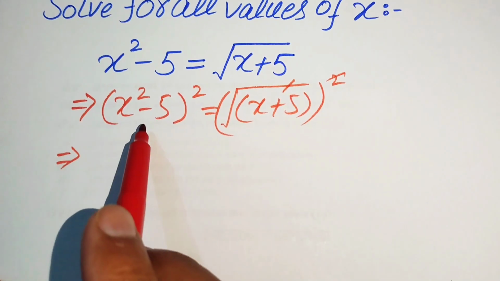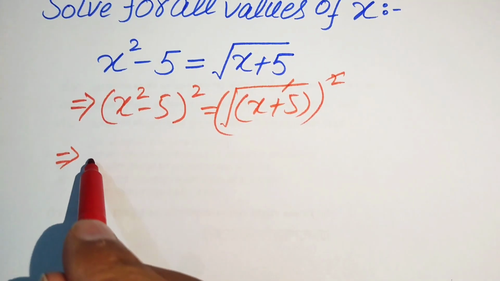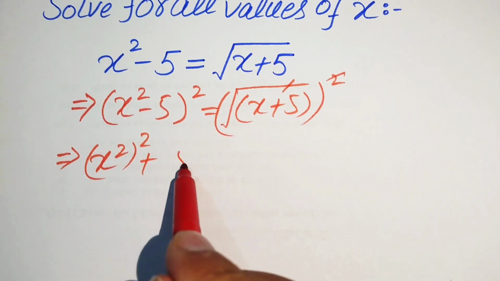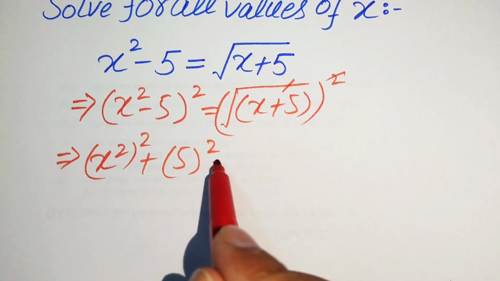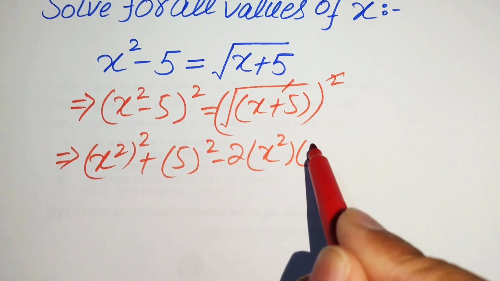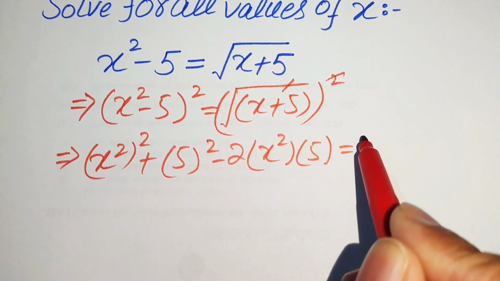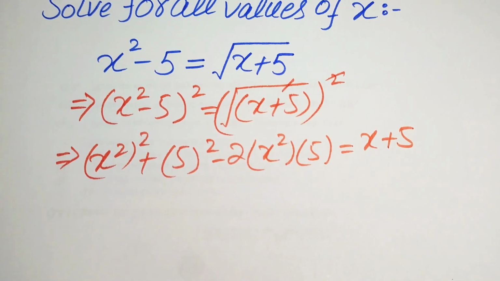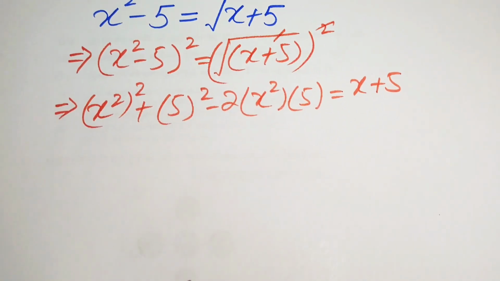Now we apply the square identity on the left hand side, and it is written as (x square) square plus 5 square minus 2 times x square into 5 equals x plus 5. When you cancel the square root, it will become x plus 5 only.